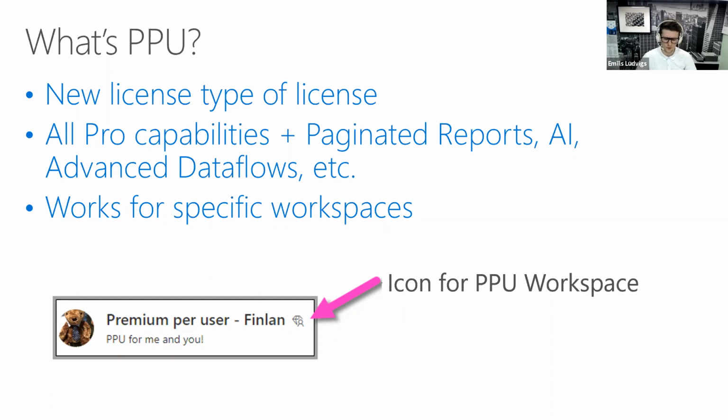When you have these premium workspaces, you have only the diamond. Now you have the diamond with people. So you need to know that it's only for these premium per user. Usually the question is, yeah, it's nice we have these new types of licenses, but why do we need to use them, and how could I use them for my business?